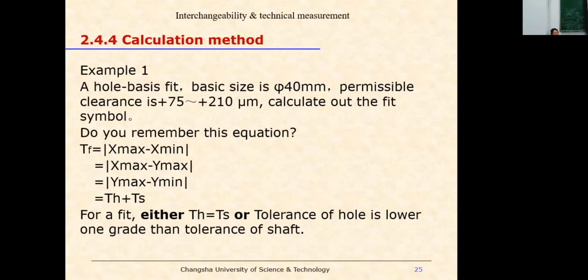Also, my question is the time of code H9. Why do you start from 0? This is 0. This is the hole basic system. Hole basic means that it is H. This is 9. This is very basic.